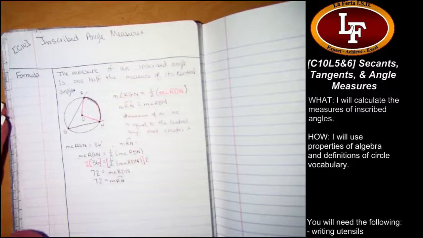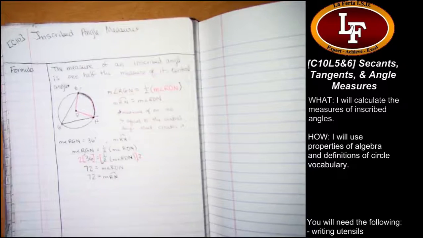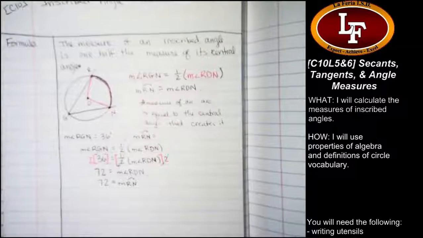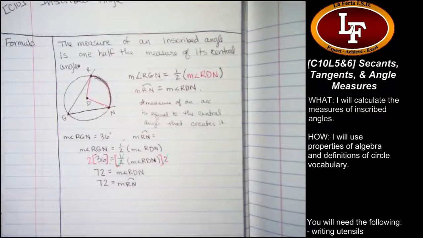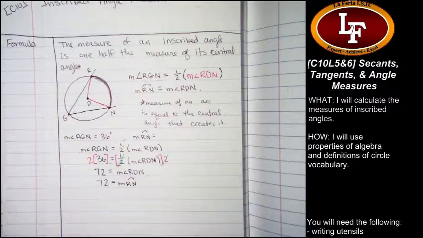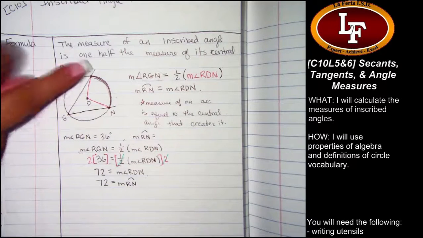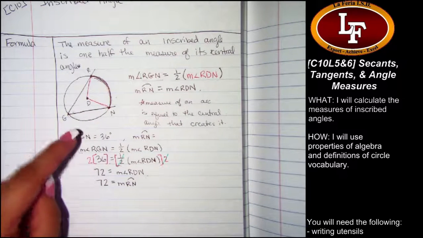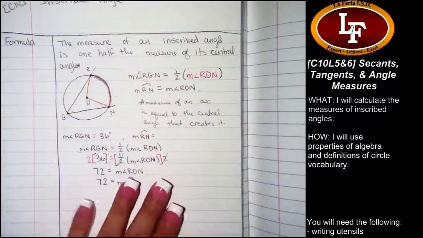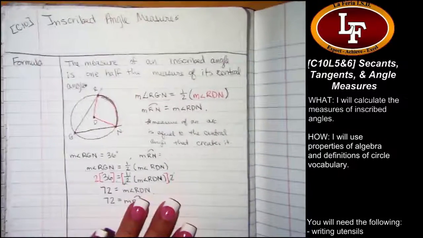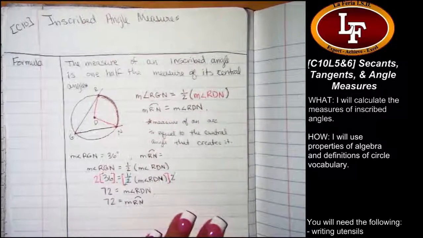Up next, I did a quick video for 10-4, which was the inscribed angle measure. And it talked about the formula that you would use in order to calculate the inscribed angle. Here it is. When we have the angle with the vertex on the circle, and the sides of the angle forming some secants, and a quick example of how you would calculate those. 10-4 dealt with this a lot. So if you need help with 10-4 and you haven't gotten these notes or this video, please do so.